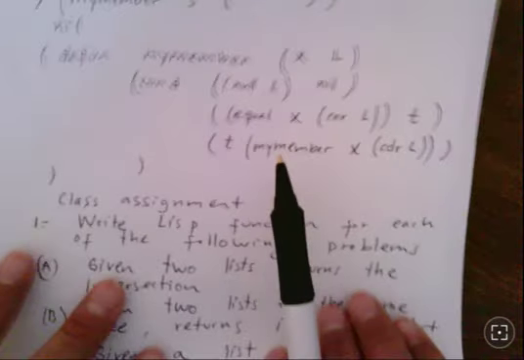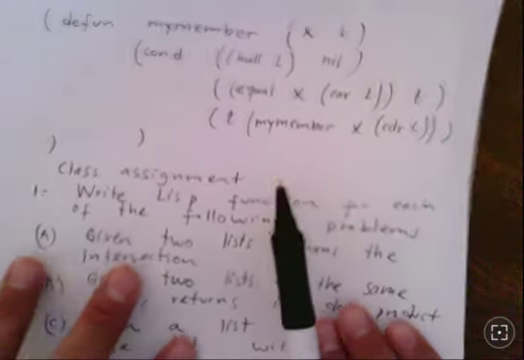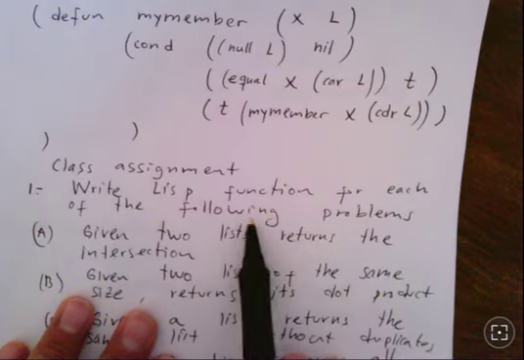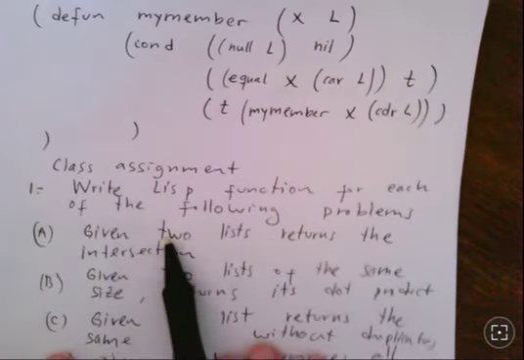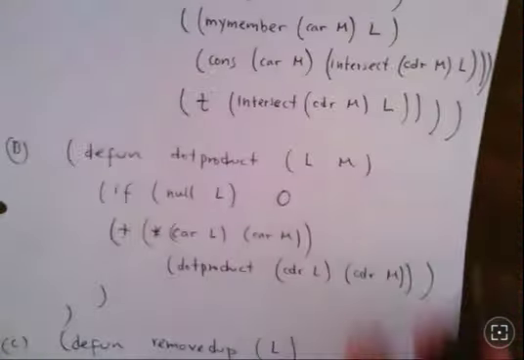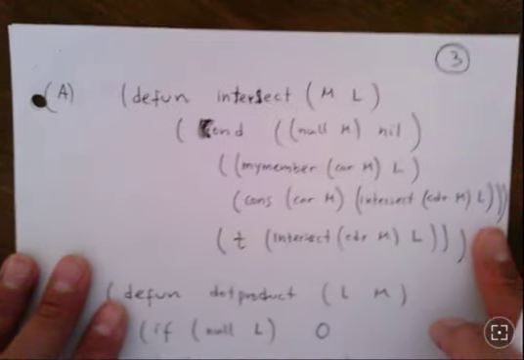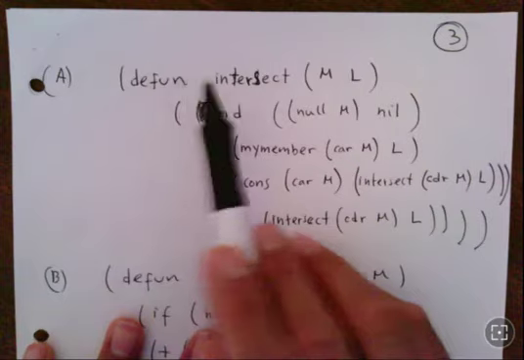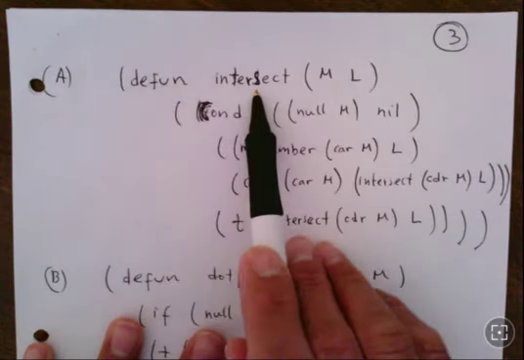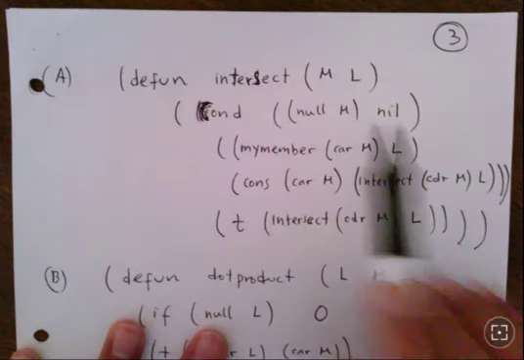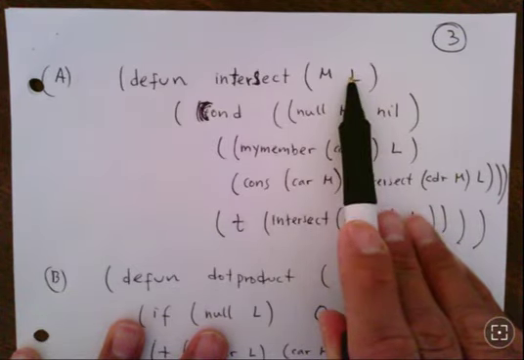So let's see now the other 6 exercises that we will study today. It says here, write a Lisp function for each of the following problems. Problem A says, given 2 lists, return the intersection. For that, I have an answer already here that I want to study. So we do the definition of the function intersect. These are my parameters. Again, remember, we're not using any commas, so M and L, and we're not defining any types.